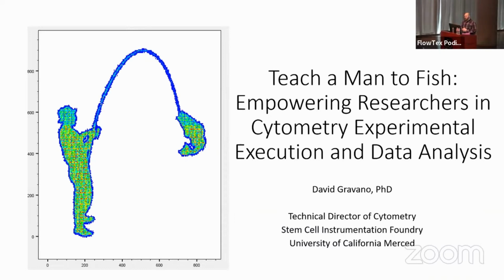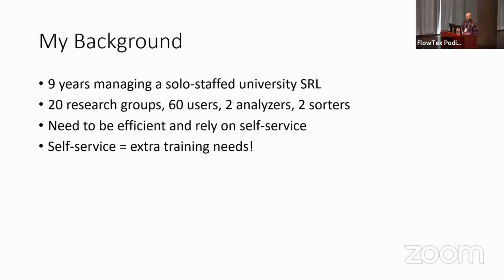So what our group wanted to do was find out where we really are with respect to this. Let me introduce you a little bit to my background. I've been solo staffing a university SRL at the University of California, Merced for the last 9 years now. We are a tiny core, and we serve 20 research groups, approximately 60 users. So what does that require of me? First of all, I need to rely a lot on self-service, as I'm sure there are a lot of you in the crowd that can understand this.